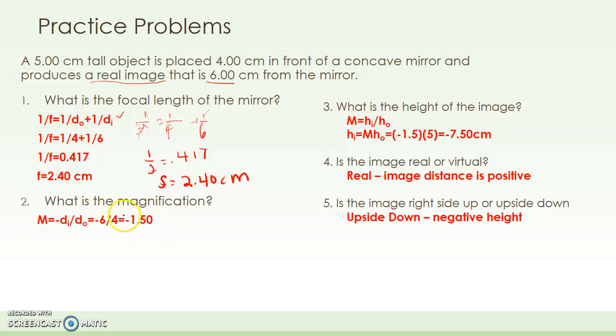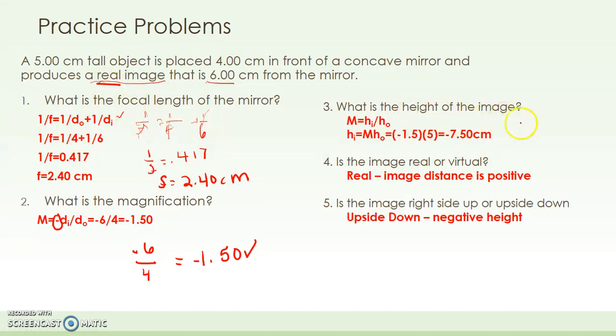And it says, what is the magnification? So all we do is plug in the 6 for the 4. Remember that there is a negative there in the equation. So we should get -1.50, which checks out because it is a real image.